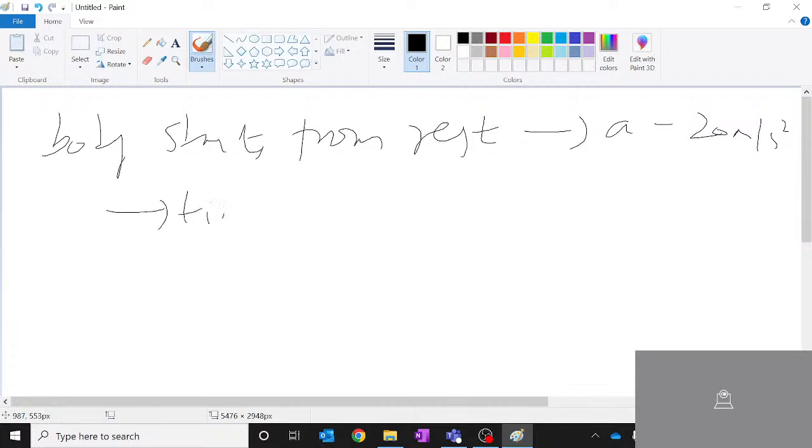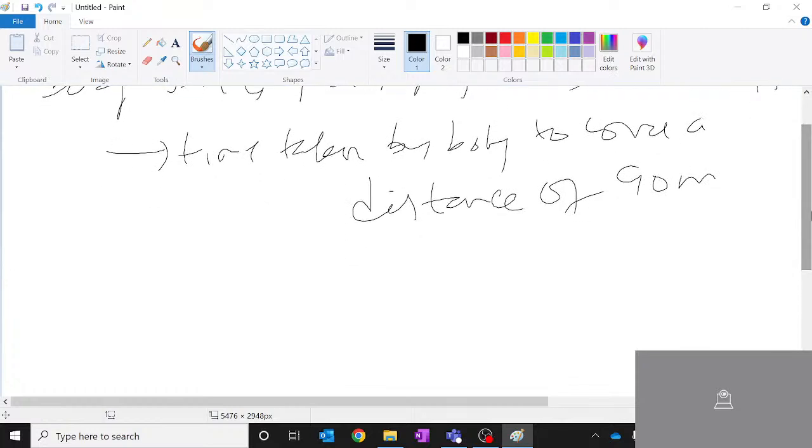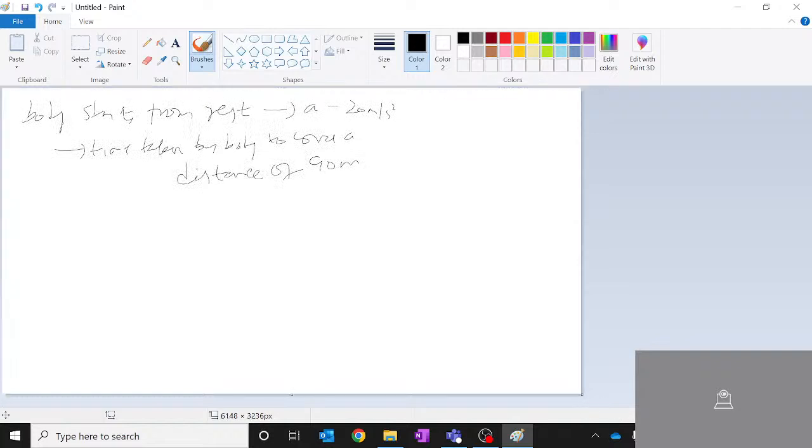Time taken by the body to cover a distance of 90 meters. Correct? Now go ahead and do this. Simple question. Nothing complex in this.